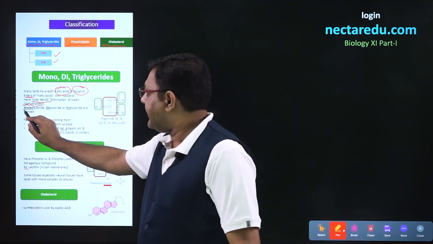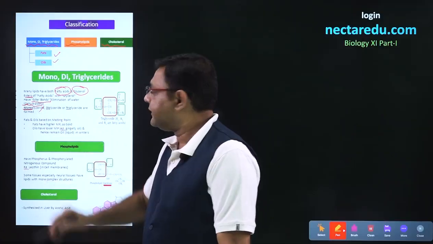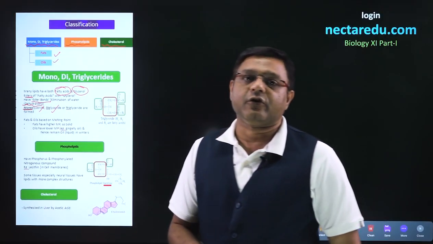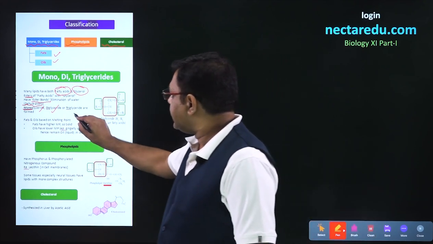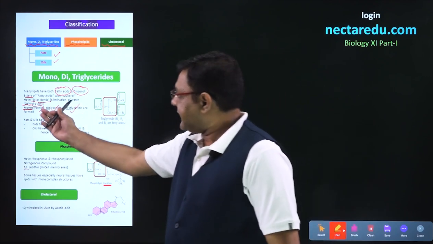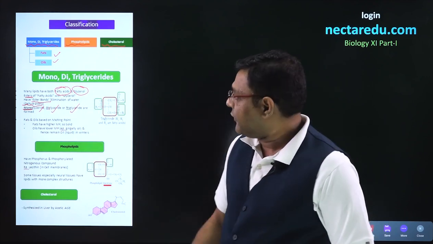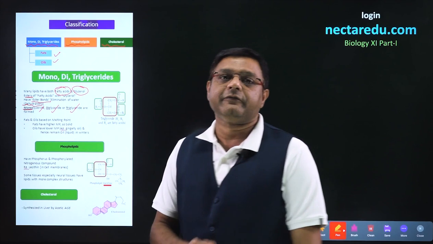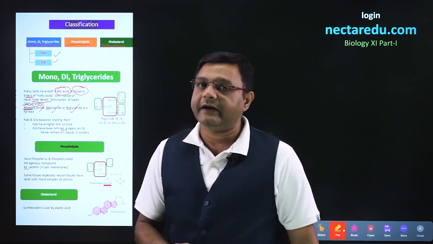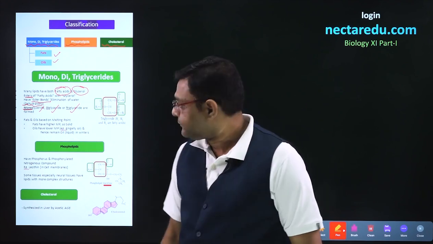If one fatty acid is joined, we call it monoglyceride. If two fatty acids are joined, we call it diglyceride. And if three fatty acids are joined, we call it triglyceride. The same number of ester bonds will be formed. In monoglyceride, there will be formation of one ester bond. In diglyceride, two, and in triglyceride, three ester bonds will be formed.